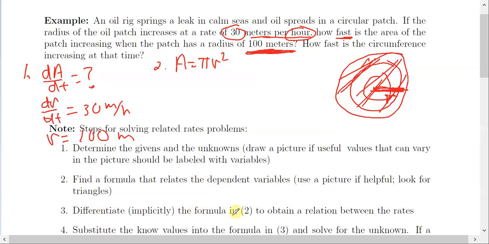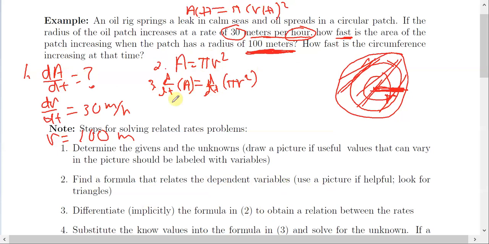And that's what step 3 lets me do. Once I've got a formula that relates the variables, even though these are both functions of time, I could have written it as A(t) = pi r(t) squared. That's technically what I have, because they're both changing with respect to time. And so now when I differentiate this, I have to use implicit differentiation because the actual variable here is t. And so on step 3, I take the derivative of A with respect to t. This is really, like I said, A(t) = pi r(t) squared, and I take the derivative of this side. So I'm using implicit differentiation, differentiating both sides.